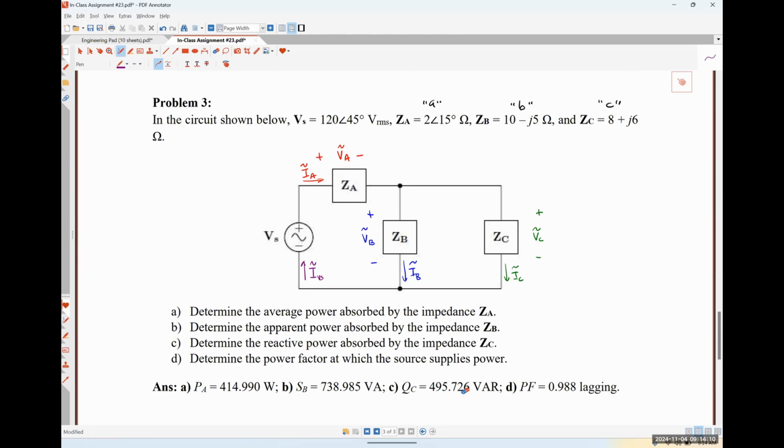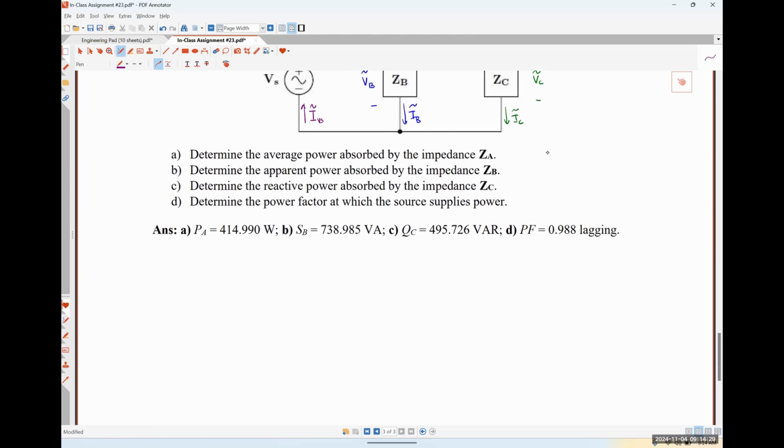Voltage division to find what, or VA as well. So we could use voltage division to find any of those voltages, okay? So let's use voltage division to find VB and VC because they're the same voltage. Those elements are in parallel. Are we okay with that? Okay.